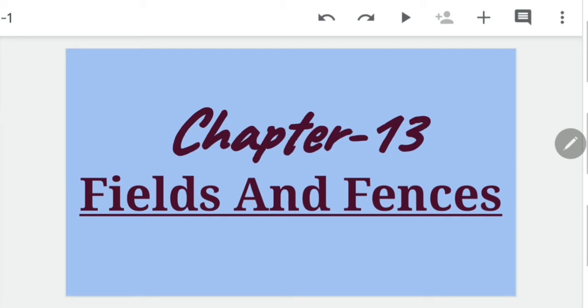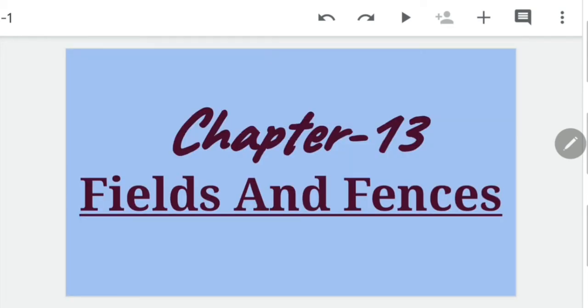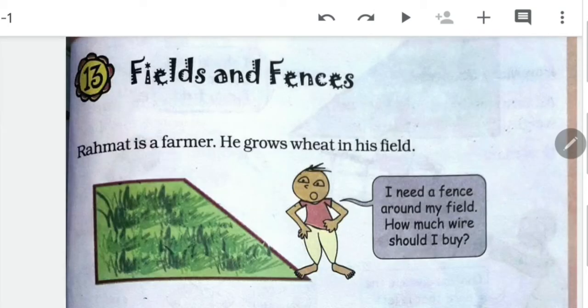So class, as we had completed our chapter number 11 in our textbook as well as in our workbook, now today we will start our chapter number 13, Fields and Fences. Today we are going to learn the concept of this chapter.